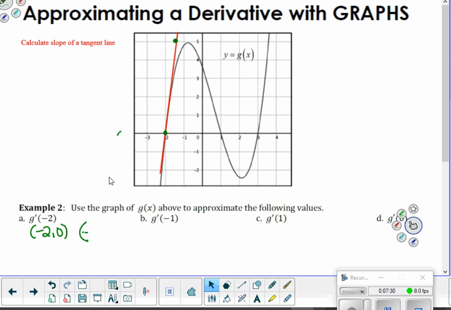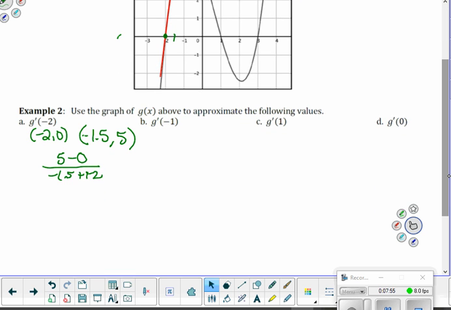So it's about the best we can do. I'm going to call that, what would that be, like -1.5, comma, 5. And then I can go 5 minus 0 over -1.5, take away -2, which will turn out to be a plus.